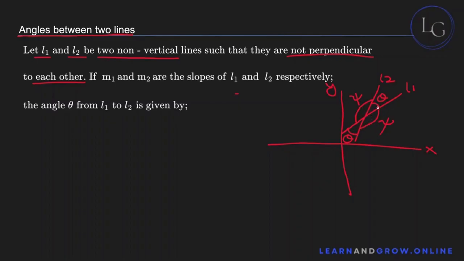So we need to find theta, and the way to find theta is to use this formula. Tan theta is equal to the gradient of line 2 minus the gradient of line 1, over 1 plus the gradient of line 1 into the gradient of line 2. And it's really just that simple. You can find theta by taking the tan inverse of whatever this is, right? So this is the final formula to calculate the angle between the two lines.